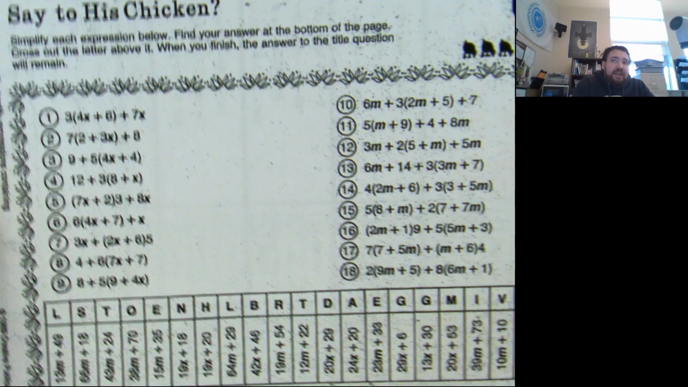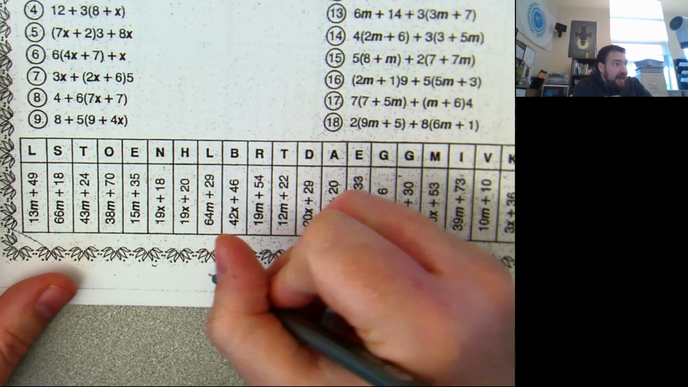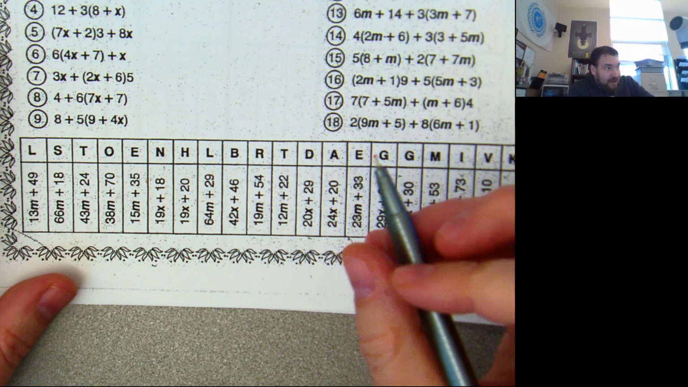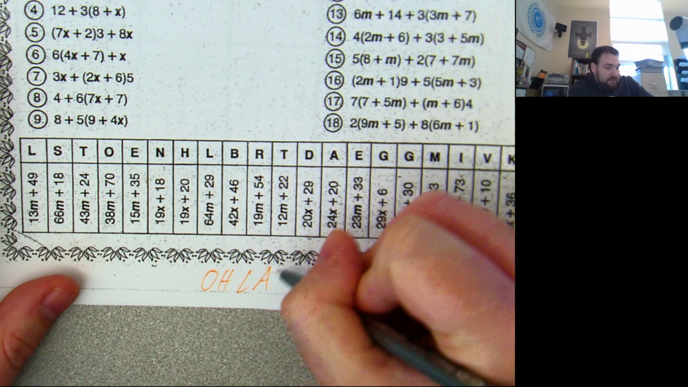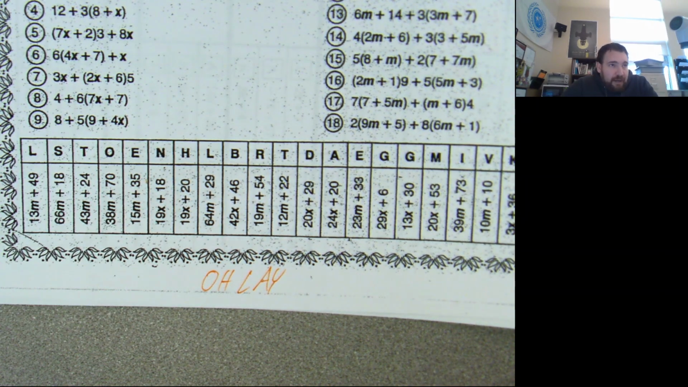Last one. What did the Spanish farmer say to his chicken? The Spanish farmer said, did anyone do it? Ole. Okay. It means he wants his chickens to lay eggs. It's also a Spanish phrase of, I don't know what it means, but it's like, ole. Yeah. It's like a Spanish exclamation.